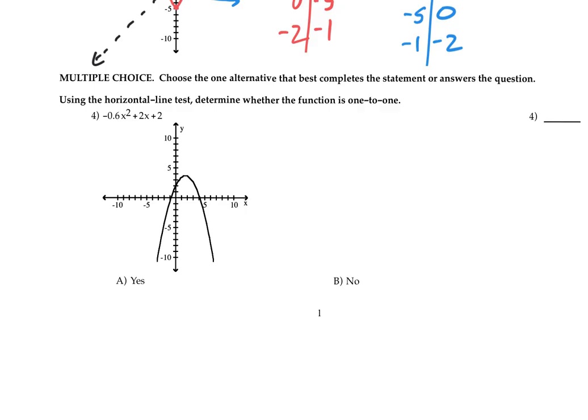Okay, the horizontal line test is just the opposite of the vertical line test. The vertical line test, we run it across vertically. Horizontal line test, we run it across horizontally. If I touch more than one point at any given time, then it is not a one-to-one function. And so then this one would simply be no, just horizontal line test.